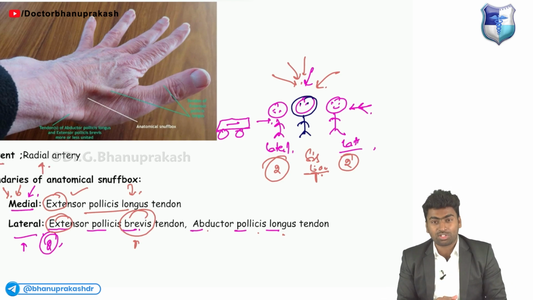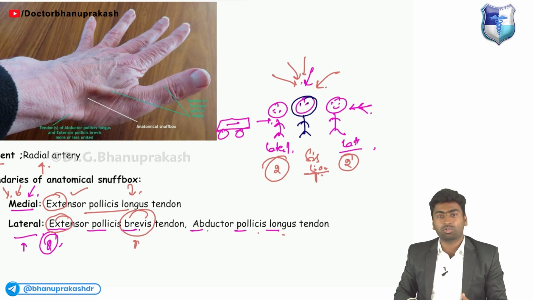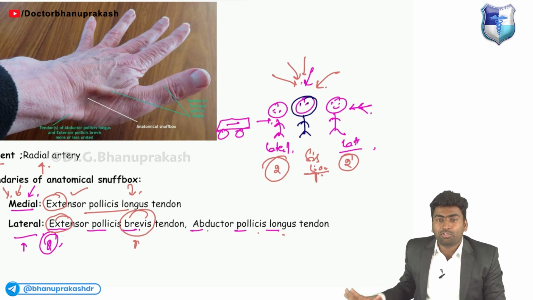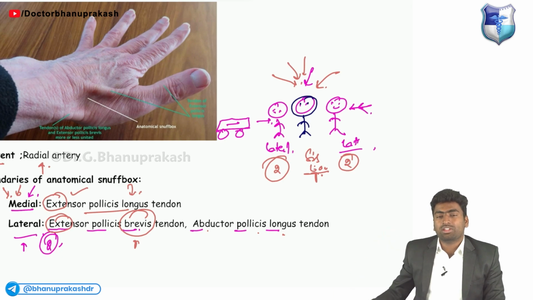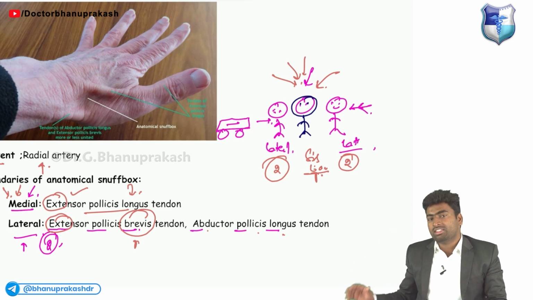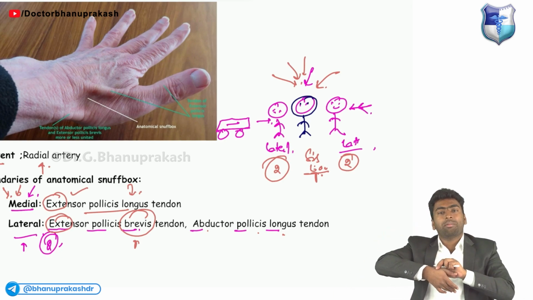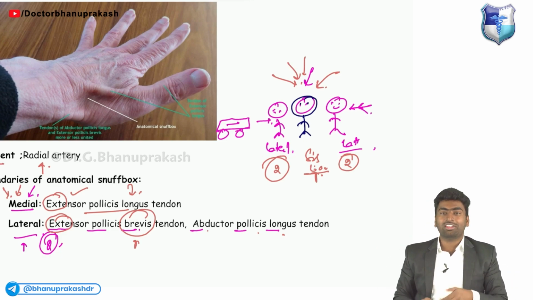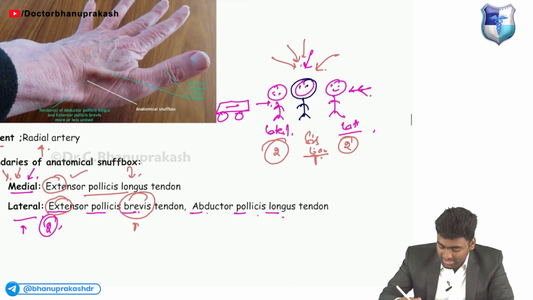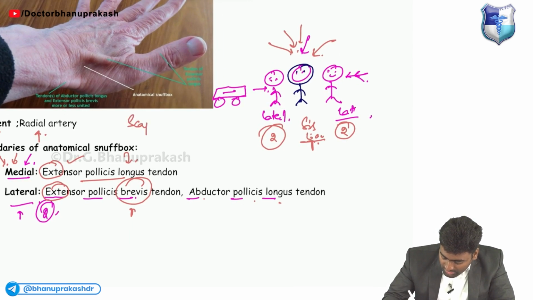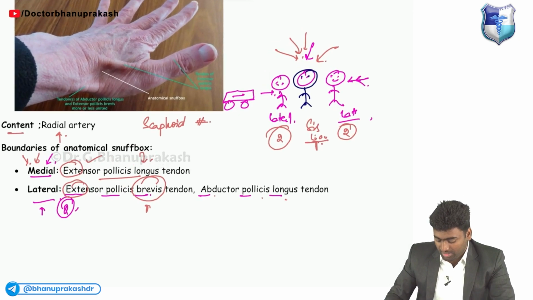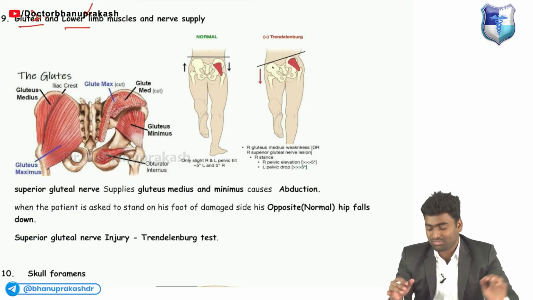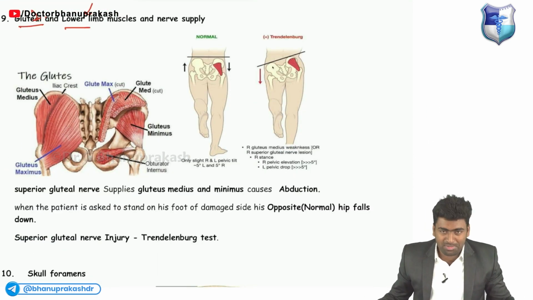And sometimes they will ask you, there is a patient presenting following a push injury, or an injury that happened in an RTA. The patient is complaining of pain over this anatomical snuffbox. Which of the following bones will be fractured? It is the scaphoid bone fracture. Remember.